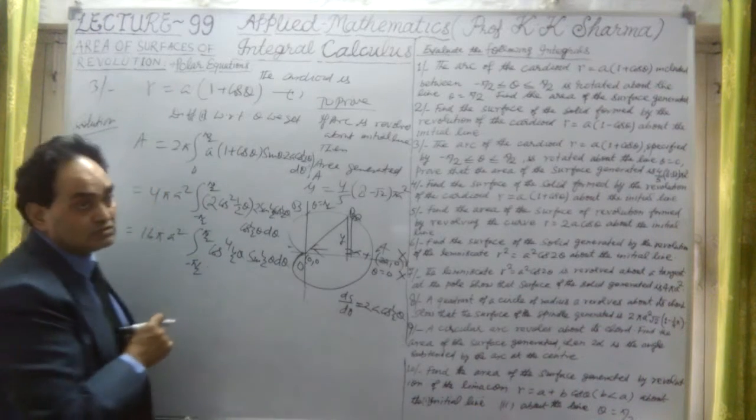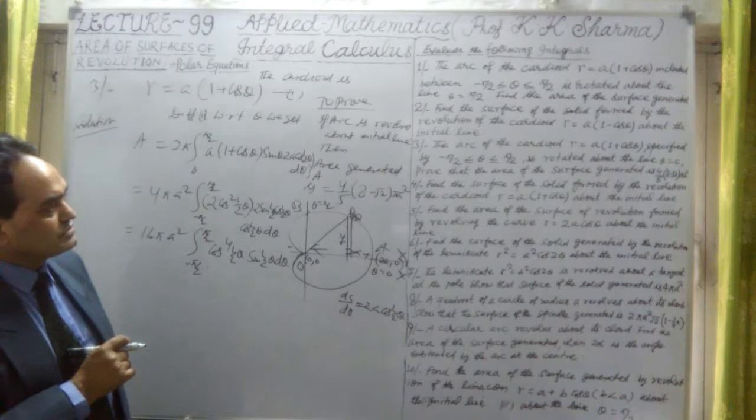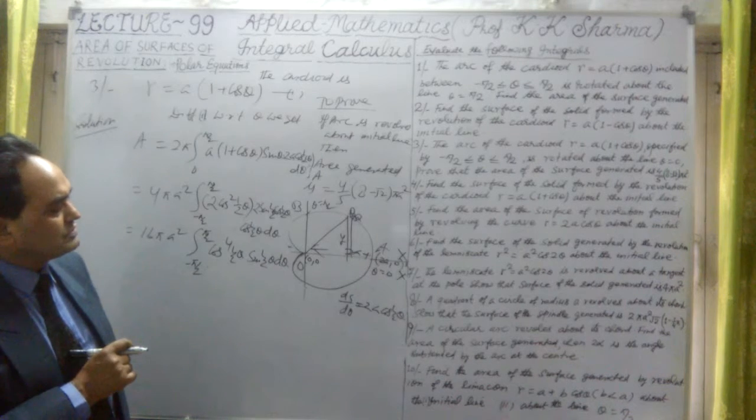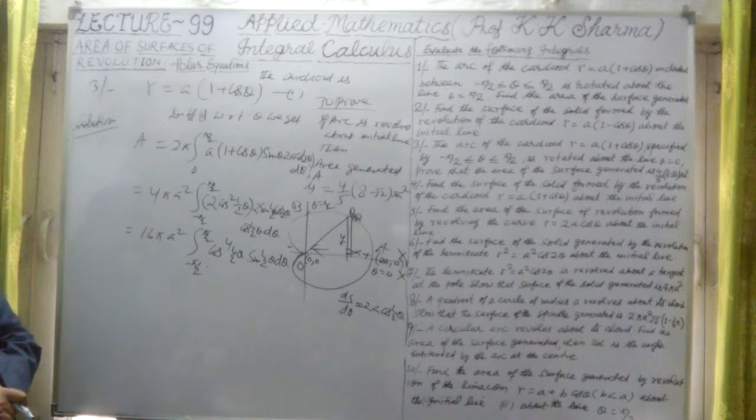What am I talking about? The arc of the cardioid r equal to a into 1 plus cos theta, specified by this limit, is rotated about the line. So this arc will be revolved about the line theta equal to pi by 2. So theta equal to 0, that means the initial line that we have to take. There is an initial line here. 0 to pi by 2 we have taken, no problem at all. The answer is given here. So we have to prove that it is 4 by 5, it is a 32, okay, it will be there, minus 8 by 2. So that is there.